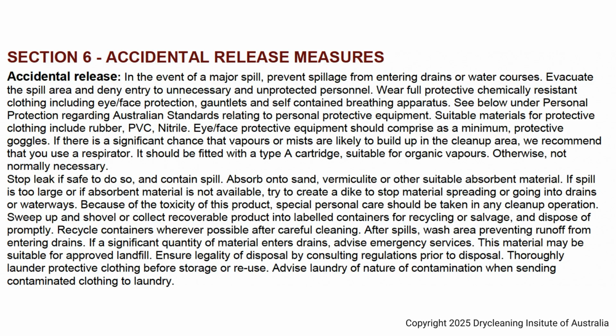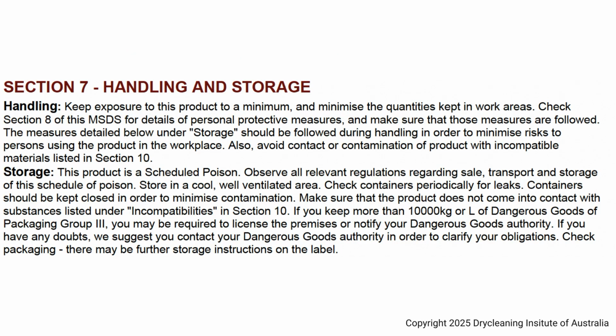Section 6, Accidental Release Measures, describes what actions need to be taken if there is an accidental release or spill of the chemical to minimize adverse effects on people, property, and the environment. Section 7, Handling and Storage, contains details on how to handle and store the chemical safely to minimize the potential risks to people, property, and the environment.